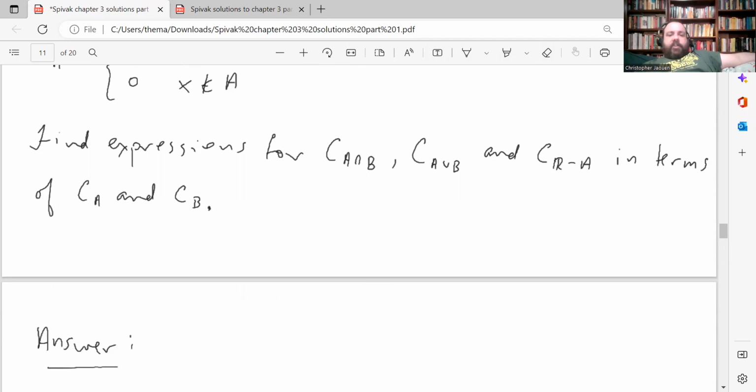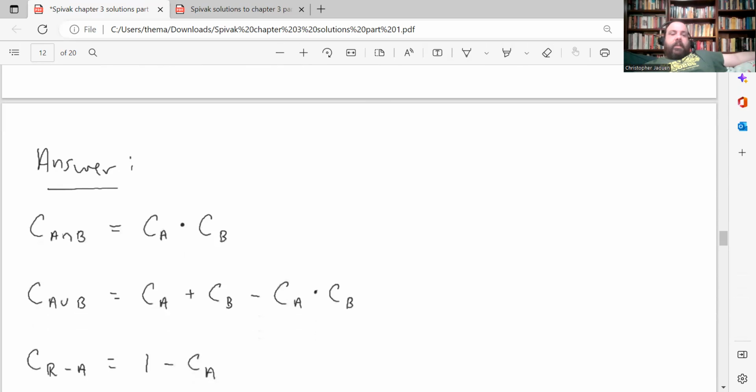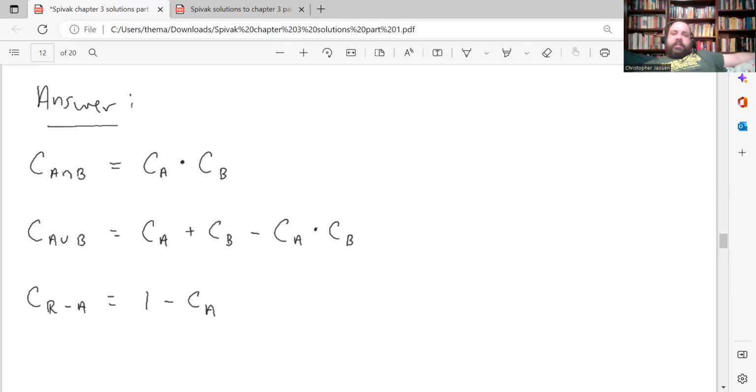All right, so find expressions for the indicator of A intersect B, the indicator of A union B, and the indicator of A complement in R in terms of the indicator of A and the indicator of B. All right, so you just work it out. This is what you end up with, just to show you that it works.